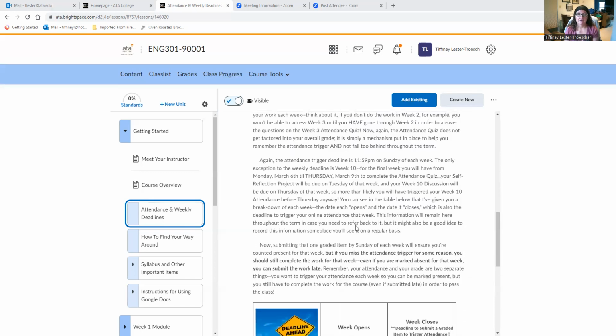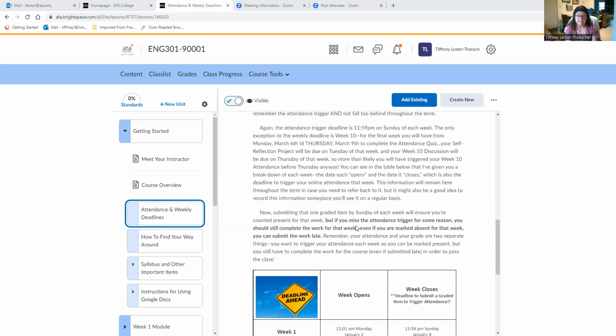So again, the deadline to trigger your attendance is 11:59 p.m. on Sunday of each week, right? Cool. The week begins 12:01 Monday. You have until 11:59 p.m. Sunday to submit some sort of graded item and get counted present.